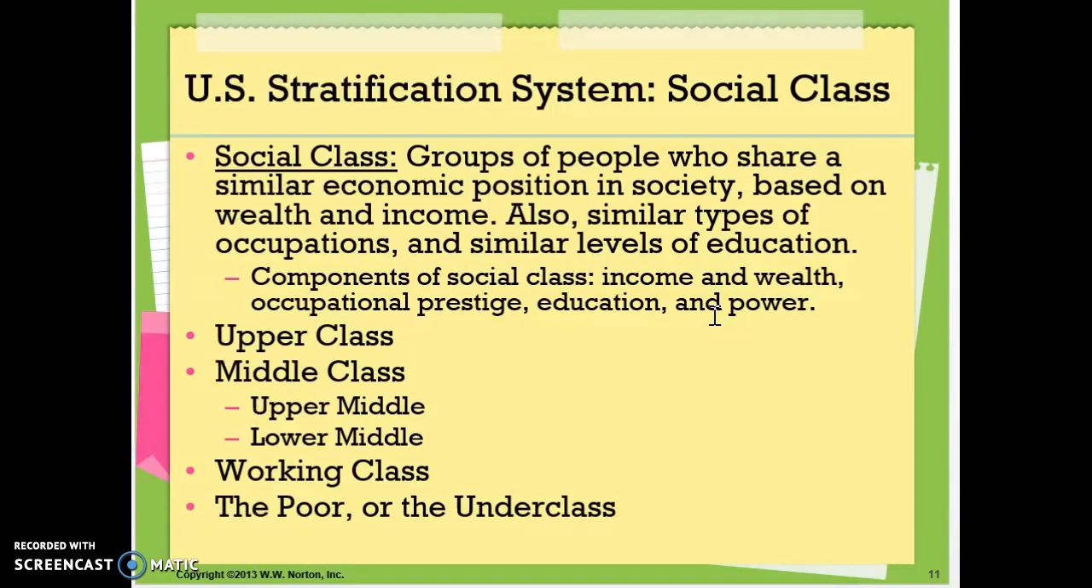So just as a reminder, social class are groups of people who share a similar economic position in society based on wealth and income and prestige. Also, similar types of occupations and similar levels of education. So the components of social class, or how it's determined where you will land in the system of social class, is dependent on your income and wealth, occupational prestige, your level of education, and your relative levels of power. We already talked about the upper class and the middle class. I'd like to just jump in and talk about the working class.